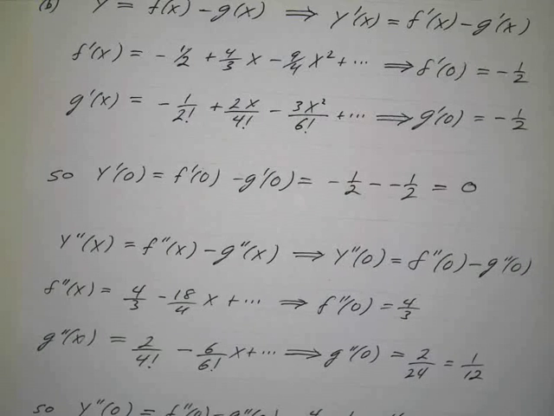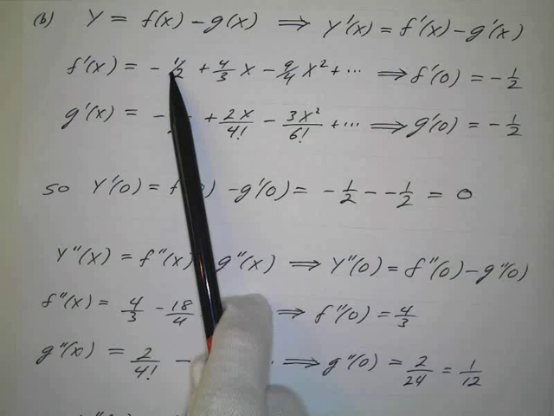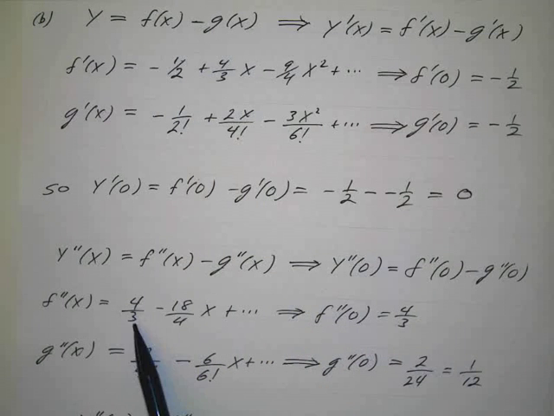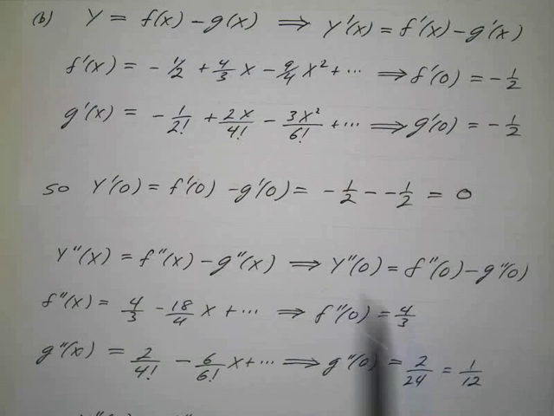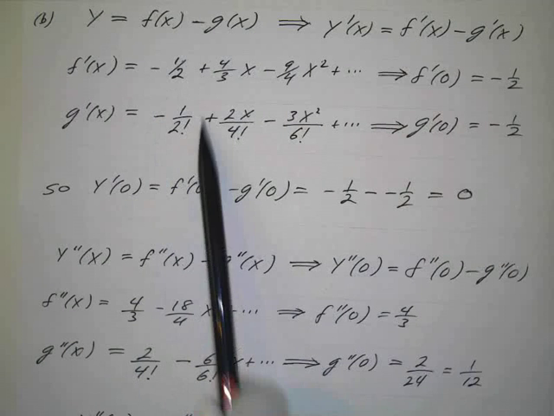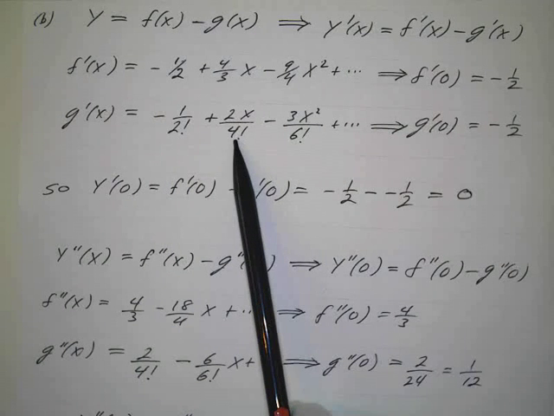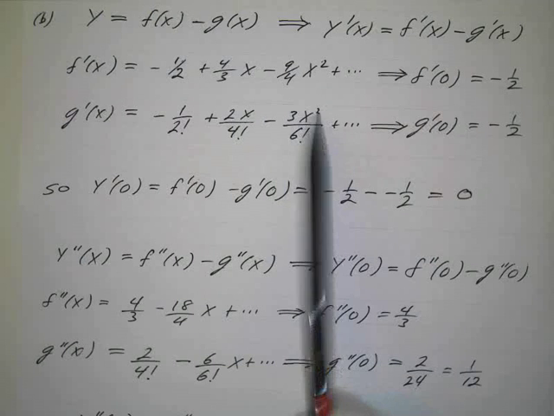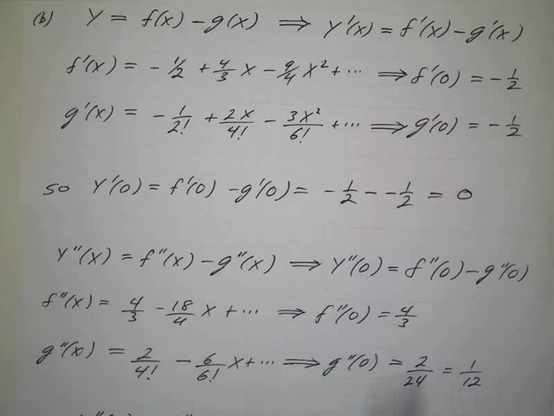Okay, same thing with the second derivative. If I take the second derivative, I just take the derivative of this. This drops out, and I've got 4/3 x, and minus 18x and a bunch of x terms. So if I put 0 in here, I'm just going to get 4/3. Now for this one, if I take the derivative, this becomes 0, and I just have 2 over 4 factorial, and the x terms will all drop out when I put in 0. 2 over 4 factorial is 2 over 24, which reduces to 1 over 12. So this is f double prime of 0, and this is g double prime of 0.